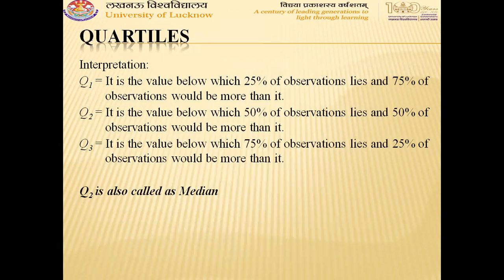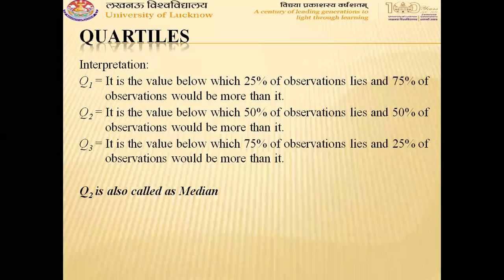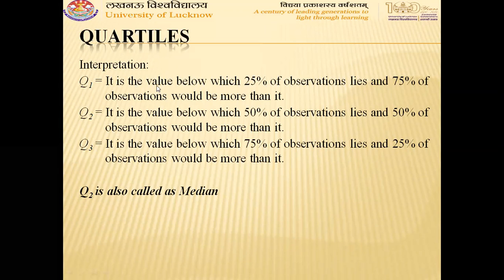Now how are these quartiles interpreted? The first quartile can be interpreted as the value below which 25% of observations lie and 75% of observations would be more than it. That is, 25% of observations would be smaller than the first quartile, whereas 75% of observations will be greater than the first quartile.